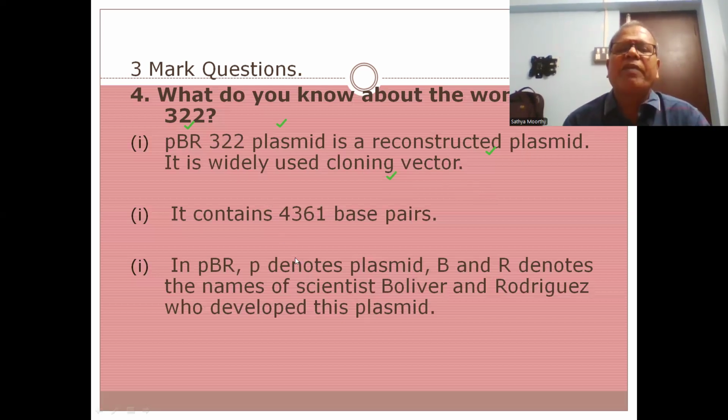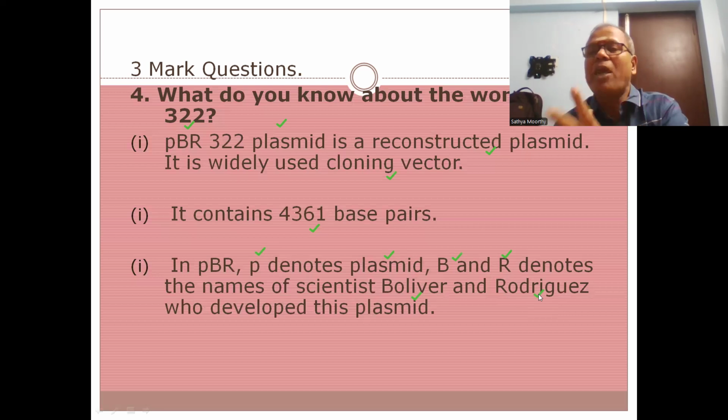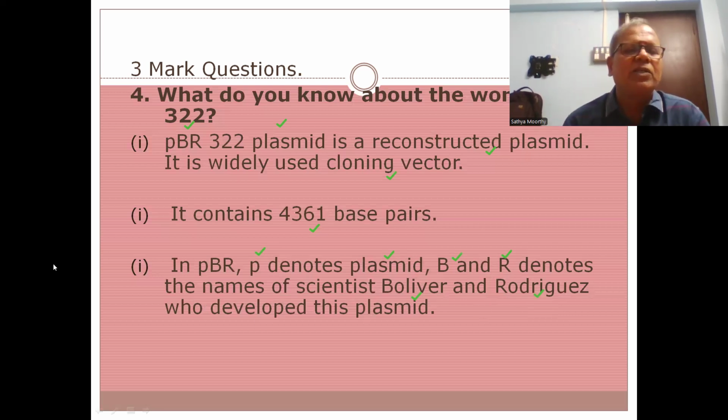This PBR322 plasmid is composed of 4,361 base pairs, ATGC. And in PBR, the P denotes the plasmid, B and R denote the scientists who reconstructed the plasmid. The B represents the scientist Bolivar and R represents the scientist Rodriguez. So these two scientists developed the PBR322 plasmid. Okay.